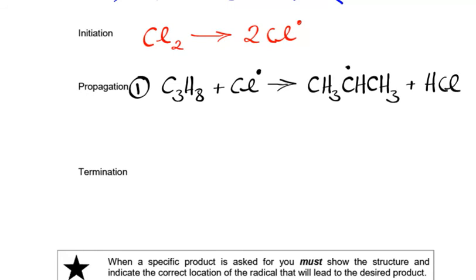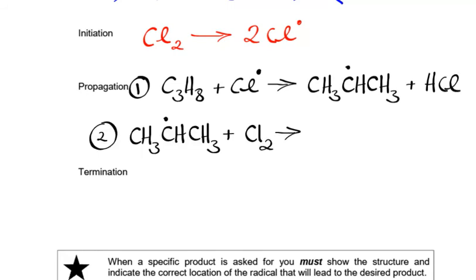This means that in the second propagation step, we'll take that radical down, react it with a chlorine molecule to produce not 1-chloro but 2-chloropropane as well as the chlorine radical.